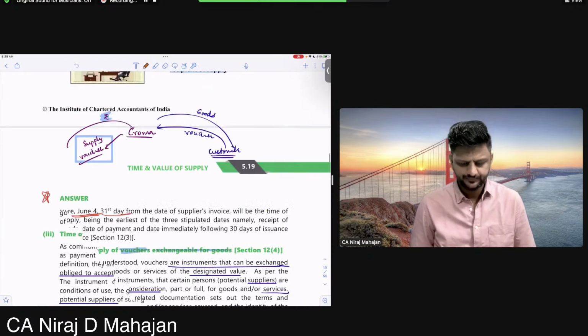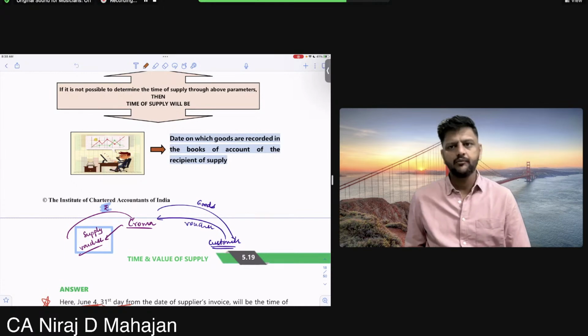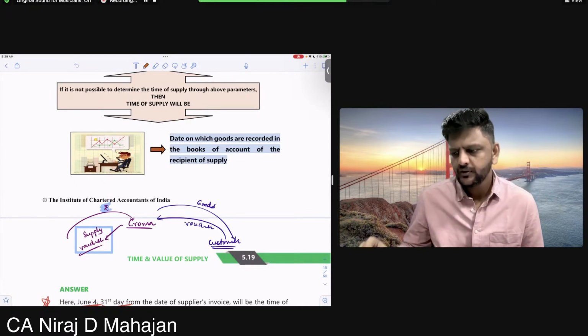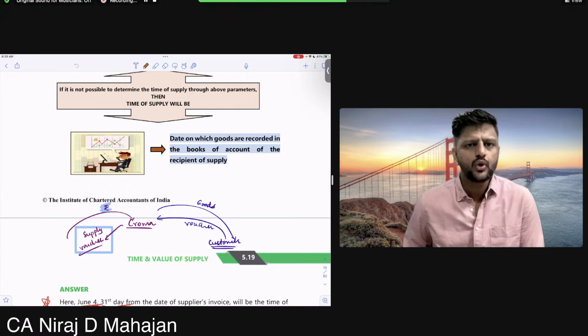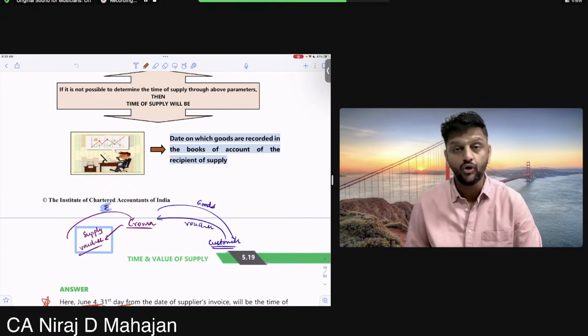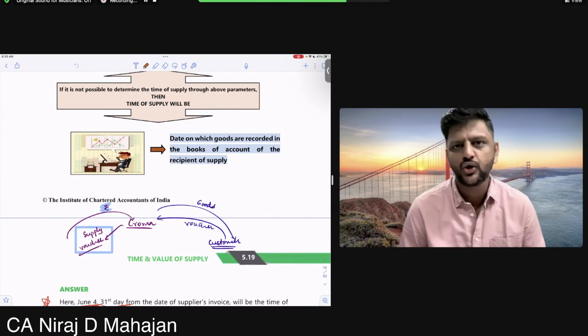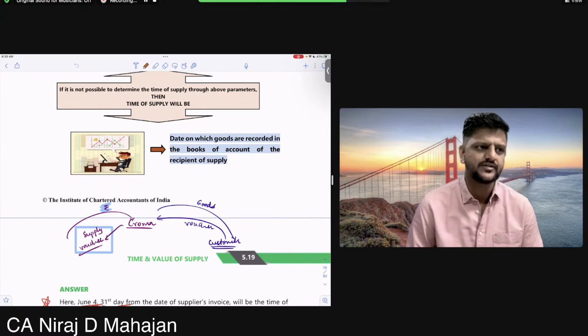We were in the chapter time of supply. Value, obviously, we're going to see in some time. Time of supply also we had started. Time of supply is very closely associated with Section 31 for invoice, right? So time of supply, in most of the cases we have seen, is also dependent on the date of invoice, right?